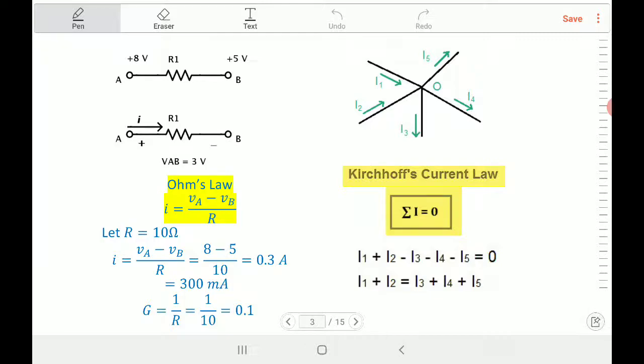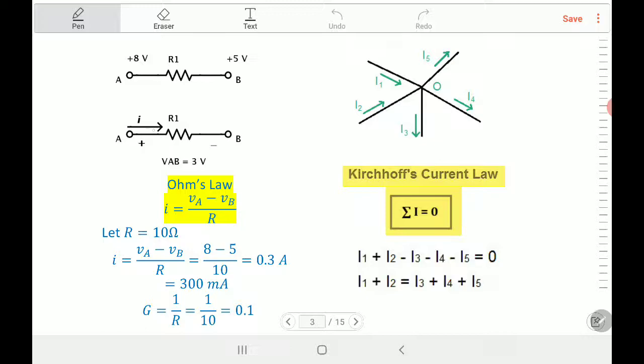The first concept is Ohm's law. If you have a resistor R1 connected between two nodes A and B, the voltage at node A is plus 8 volts and the second one is plus 5 volts. So the voltage at A is higher than the voltage at B. So the current will flow from point A to point B in this direction, because the current always flows from higher voltage to lower voltage.